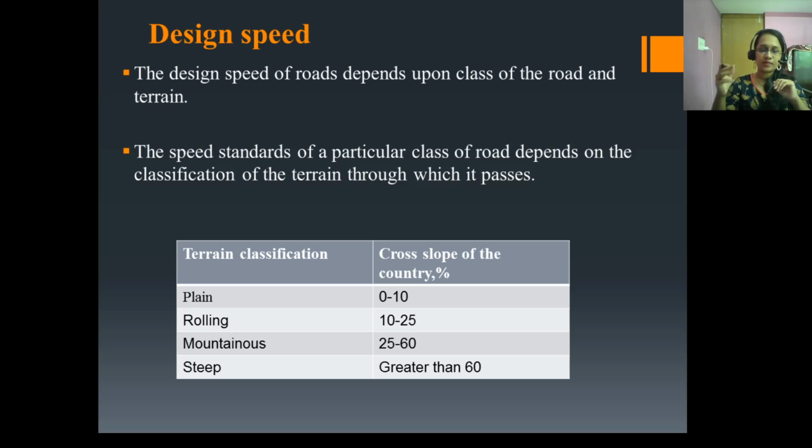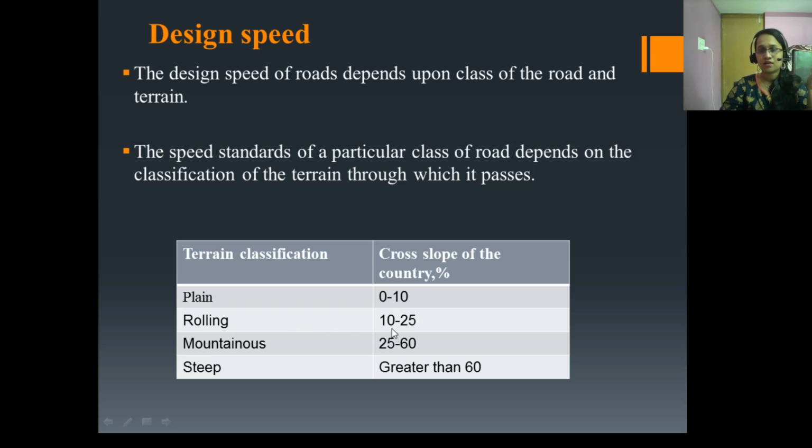Design speed: the overall design of geometrics of any highway is a function of the design speed. The design speed is the main factor on which the geometric design elements depend. The side distances, the radius of the horizontal curve, the super elevation, extra widening of the pavement, the length of the horizontal transition curve, and the length of the summit and valley curves all depend on this design speed. The speed standards of a particular class of roads depend on the classification of the terrain through which it passes. According to this terrain classification, such as plain, the cross slope will be around 0 to 10%.